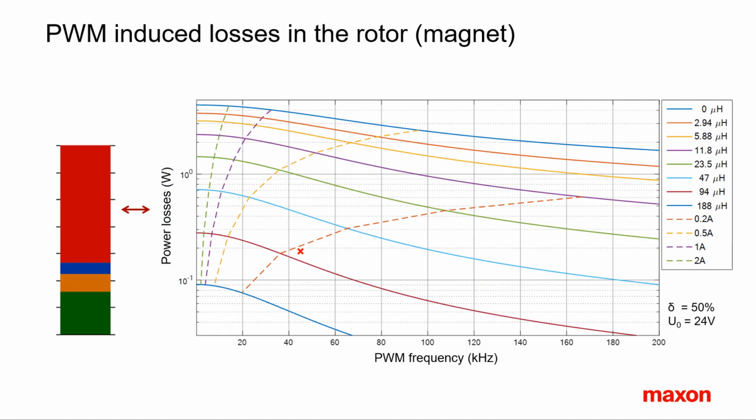Here are the results of a simulation for the losses in the rotor, the magnet. It is for the red parts in the previous slide. The most important influence on these power losses stem from additional inductance. The higher the inductance, the lower the curve in the diagram, hence the smaller the losses. Observe the logarithmic scale on the vertical power axis. All curves show the higher the PWM frequency, it is the more to the right in the diagram, the smaller the losses. We can conclude higher PWM frequency and additional inductance help.